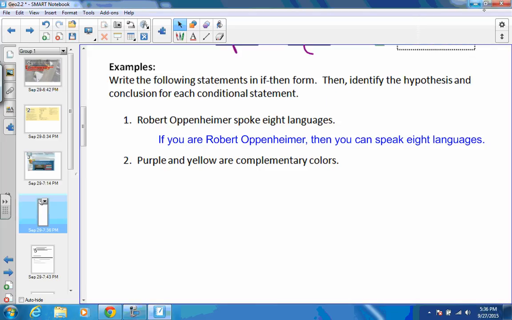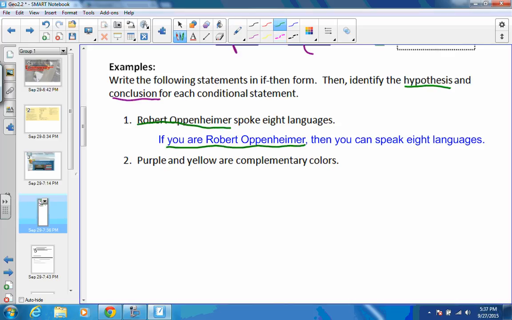So if you are Robert Oppenheimer, then you can speak 8 languages. That's what makes sense there to me. Now, for this, we'll say green is the hypothesis, purple is the conclusion. So green would be the part after the if: you are Robert Oppenheimer. That would be this first part that I've pulled out of there. And then you can speak 8 languages would be your conclusion.